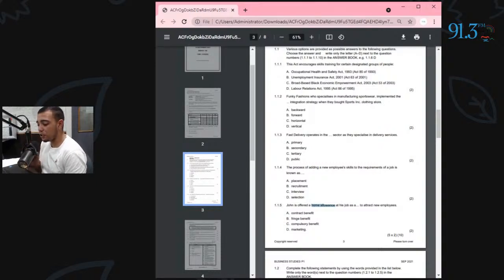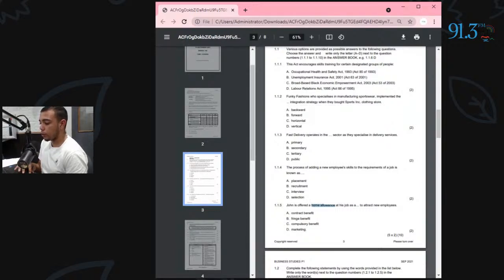So highlight the word fringe benefits if you have it at home. Fringe benefits is very important. Why? Because it always comes in the paper. It either comes as a multiple choice question or it comes in section B, where you need to name 2 to 3 fringe benefits. The fringe benefits that always occur are your home allowance, your pension benefits, your UIF. Sometimes you get a car allowance as well as your home allowance. So guys, that is your question 1.